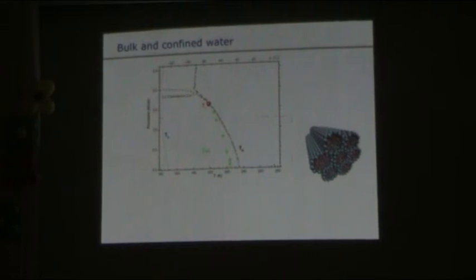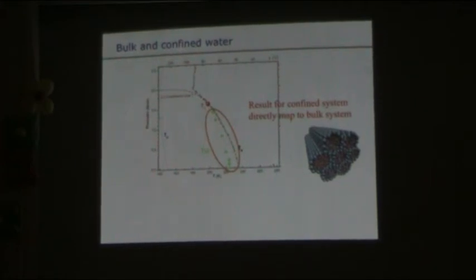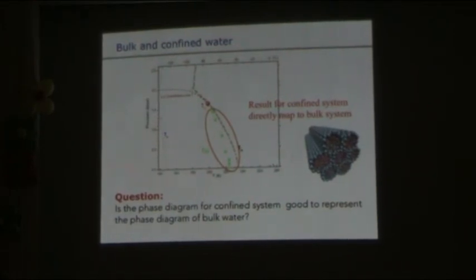But there's one thing that I have to remind you: this is data from the bulk, with no kind of constraint. However, this data is from confined water. So the question is whether you can map the data from confined nanogeometries directly to non-confined water. This is a really serious question, because if yes, the liquid-liquid critical point is there, and if not, then we have big trouble because we don't know what this data means.